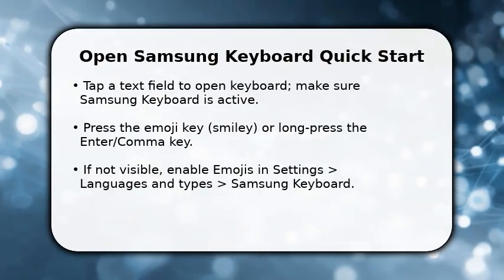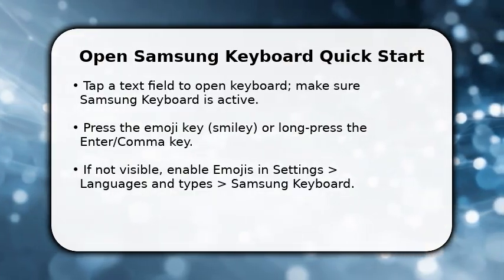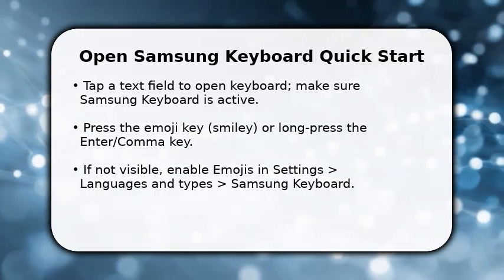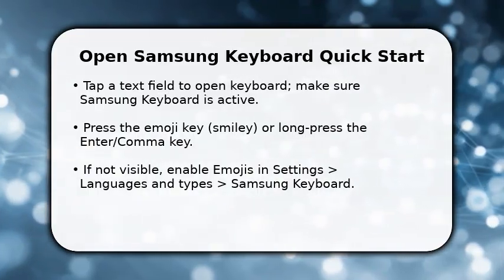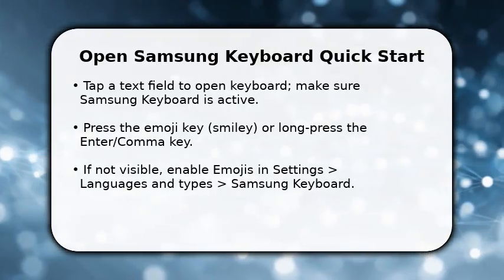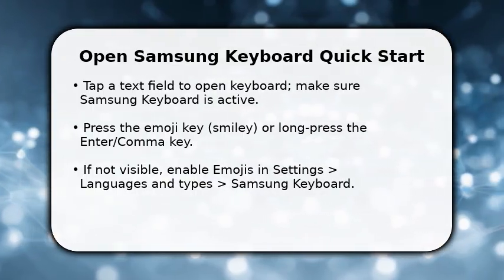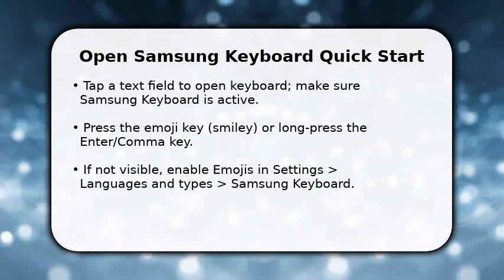Tap any text field to summon the Samsung keyboard. You must be using Samsung keyboard as your input. Once the keyboard appears, look for the emoji/smiley key, sometimes hidden under the Enter or comma key with a long press. If you don't see it, go to Settings, Languages and Types, then Samsung Keyboard and enable emojis. This makes the emoji panel available immediately. This first step gets you into the emoji picker fast, so you can start.